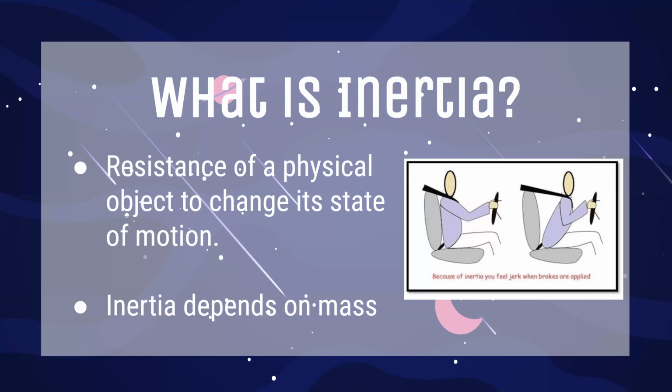Inertia depends on mass, and this is why if you have a bigger ball, like a bowling ball, it's harder to stop as compared to a balloon, right? A balloon, you can just hold it, but a bowling ball that's going towards you is really hard to stop because it has more inertia, and that inertia is because it has more mass, all right?